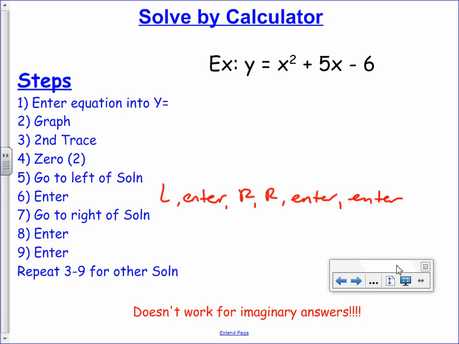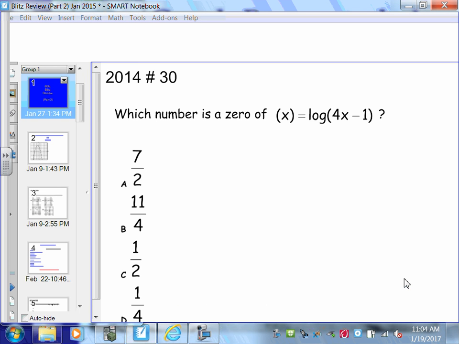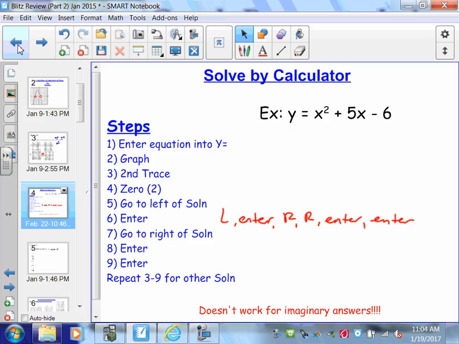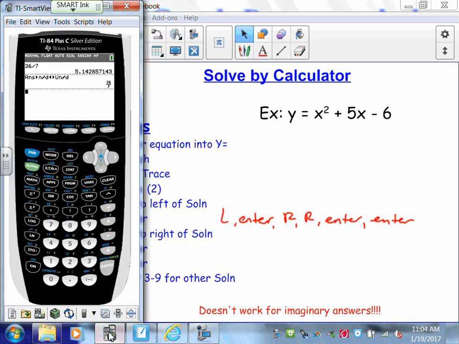All right. Let's do one. So those are the steps. Let me go back real quick to that one. Here we go. Let's do it together. On your y equals, go ahead and type that equation in. Again, this is super easy because you can actually see the answers on the graph.